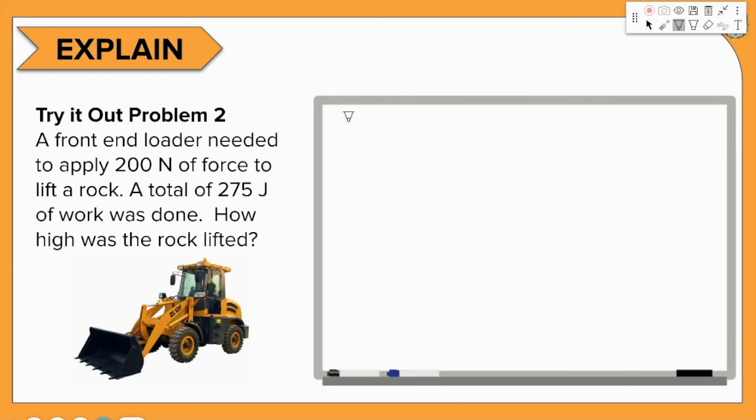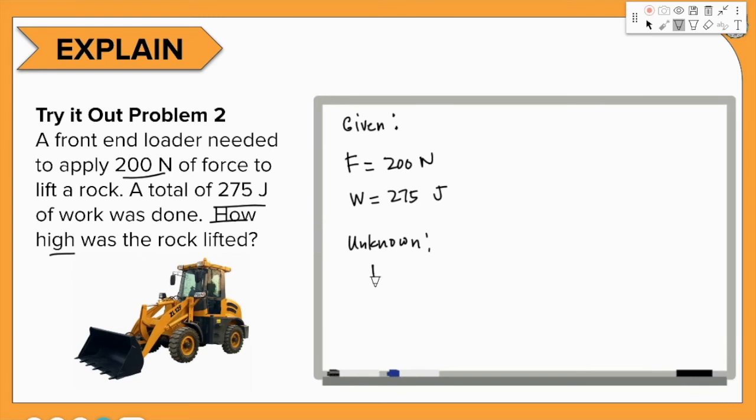So now let's write the given. So we have 200 newtons and 275 joules. Again, just looking at the unit gives us a clue about what that quantity is. So force is equal to 200 newtons, and then work is equal to 275 joules. And then let's now go to the unknown. How high was the rock lifted? So that tells you that you need to give a length. Length in this case would just be the displacement.